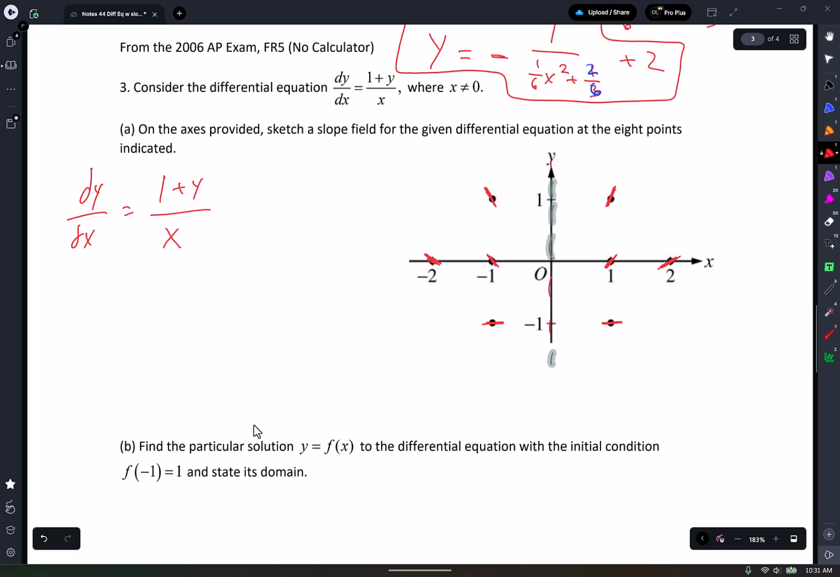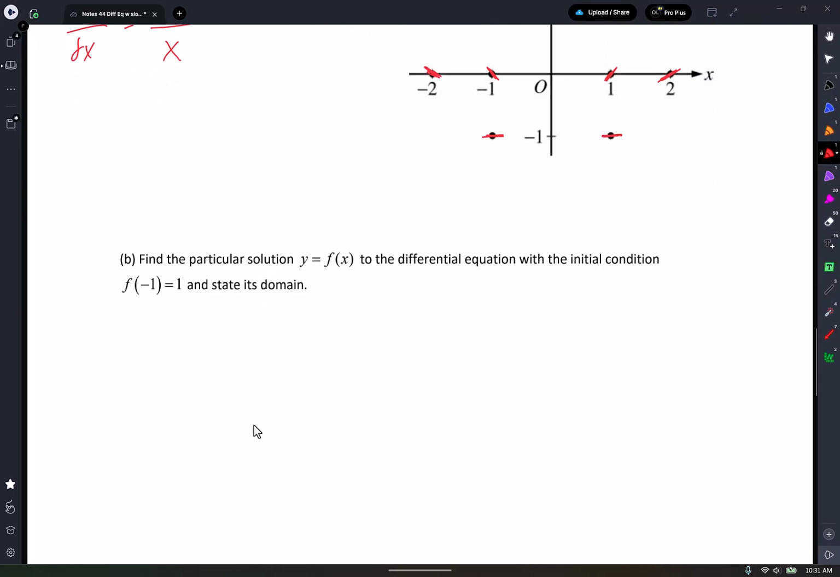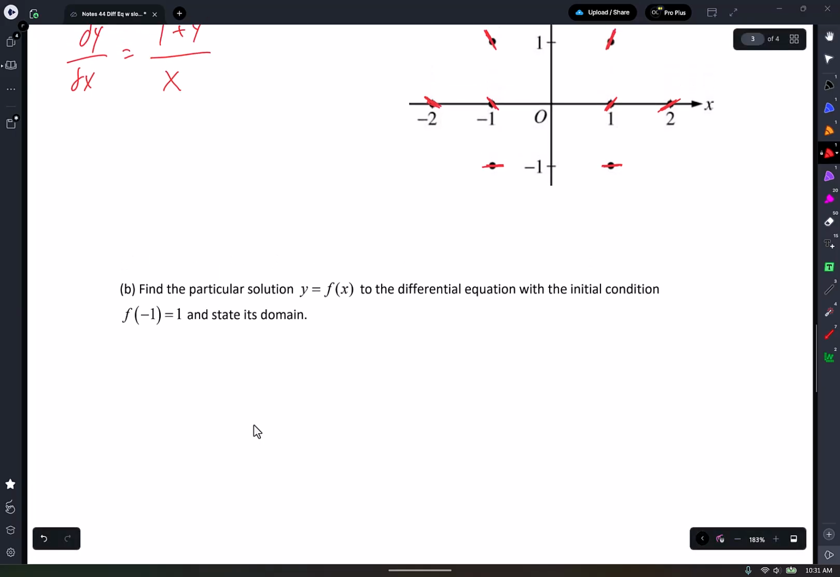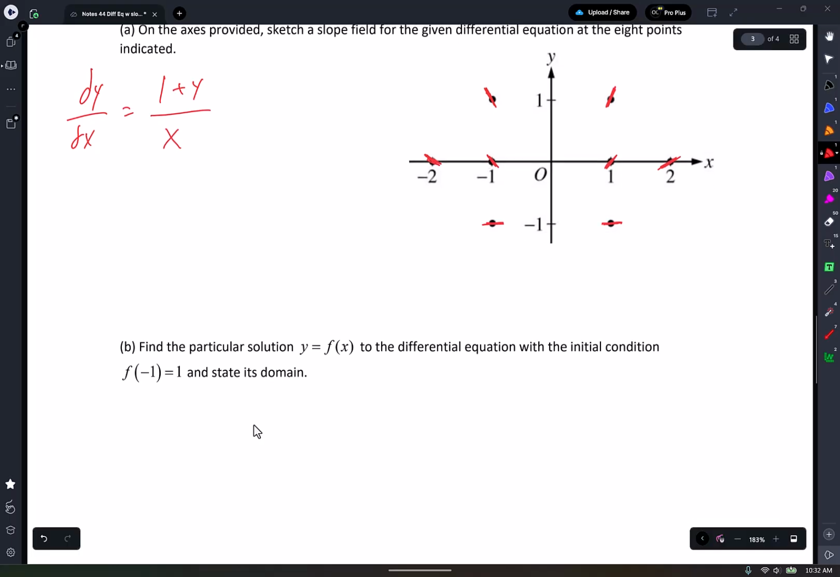But they're not asking that, you know? But, okay. It probably has a vertical asymptote. Well, we're about to find out, because we're about to find the expression. Find a particular solution y equals f of x to the differential equation with initial condition negative 1, 1.